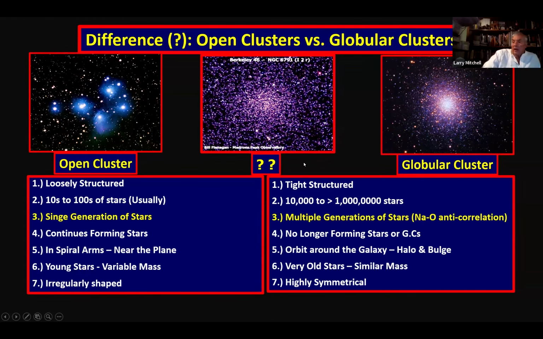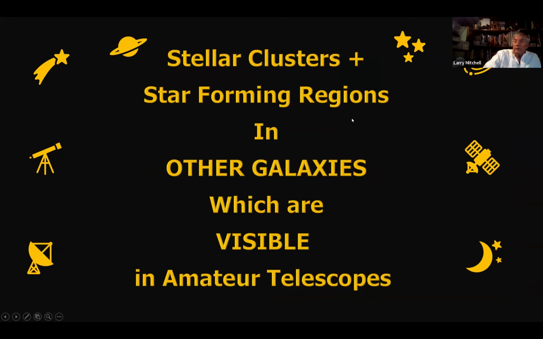However, in astronomy, as well as with most sciences, there's always exceptions. And here we have Berkeley 46, and they don't know what to call this because it's got multiple generations of stars. Some aspects act like an open cluster, some aspects like a globular cluster, and some of these larger clusters have this problem. So this is still being worked out as to the difference between the different types of stellar clusters.